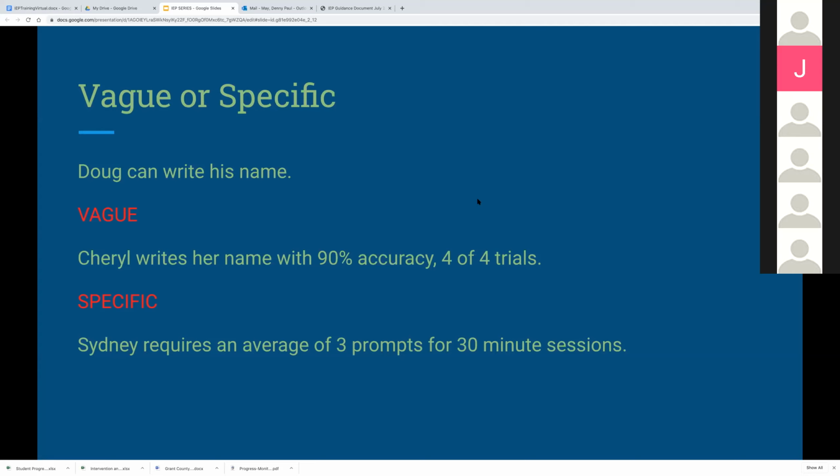You could probably fix that a little bit, but it still is going to be measurable, and it's going to provide you some specific information on what to measure. If you're thinking that we don't know what she's doing, she's being prompted during 30-minute sessions to do something. So we could improve that a little bit by adding that information. But we certainly know that she needs 3 prompts anytime she's involved in a 30-minute session. So we said it was specific because of the numbers.